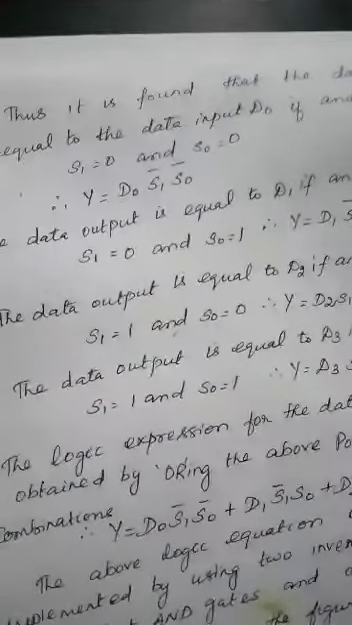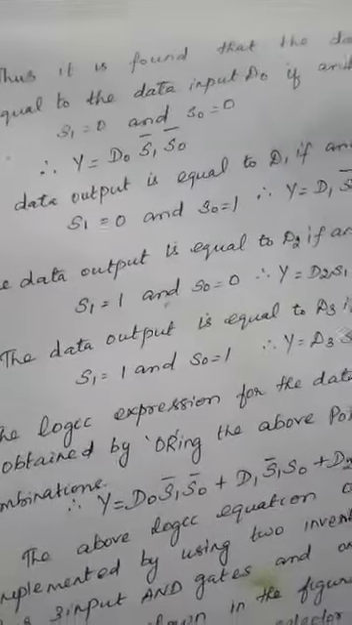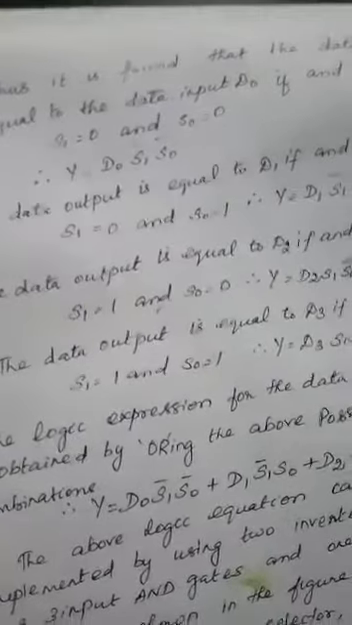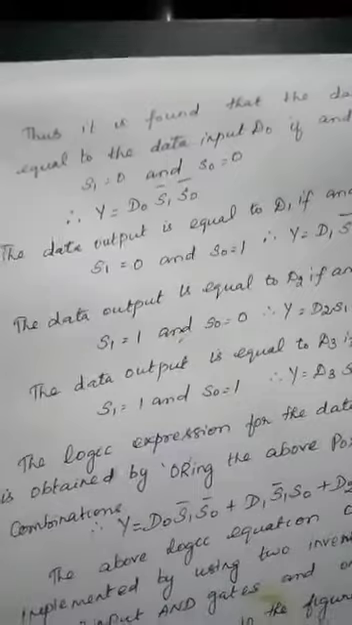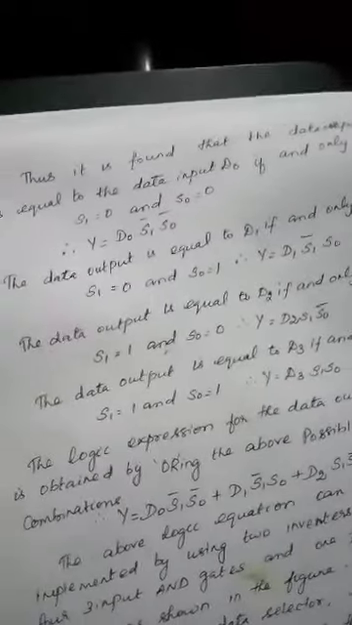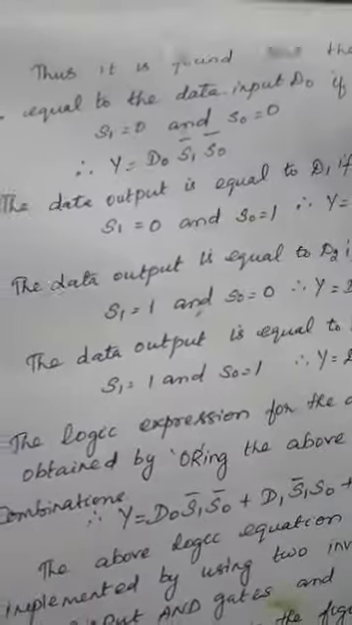So now thus it is found that the data output Y is equal to the data input D0 if and only if S1 is equal to 0 and S0 is equal to 0. So therefore Y is equal to D0 S1 bar S0 bar. Data output is equal to D1 only if S1 is equal to 0 and S0 is equal to 1. So that is Y is equal to D1 S1 bar S0.